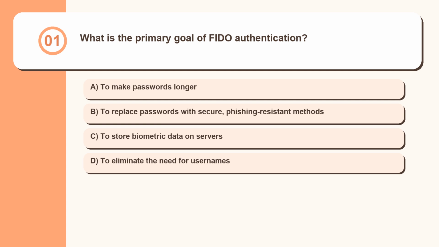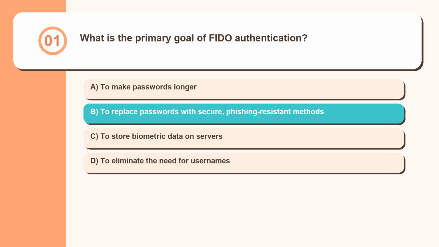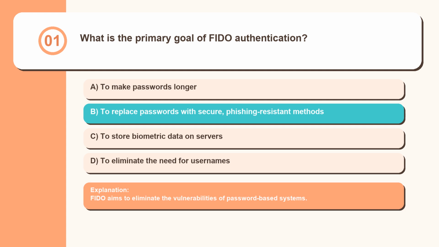Question 1. What is the primary goal of FIDO authentication? To make passwords longer. To replace passwords with secure, phishing-resistant methods. To store biometric data on servers. To eliminate the need for usernames. FIDO aims to eliminate the vulnerabilities of password-based systems.